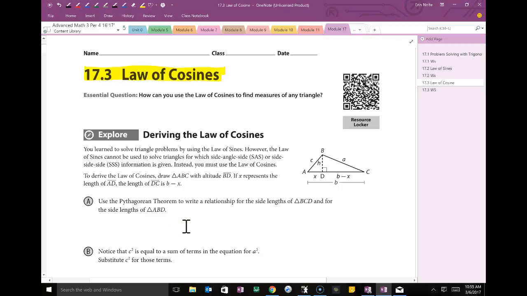Okay, so in 17.2 we worked with the law of sines. To work with the law of sines, what do you need to know? Like what pieces of the triangle must you have? The hypotenuse and something else.